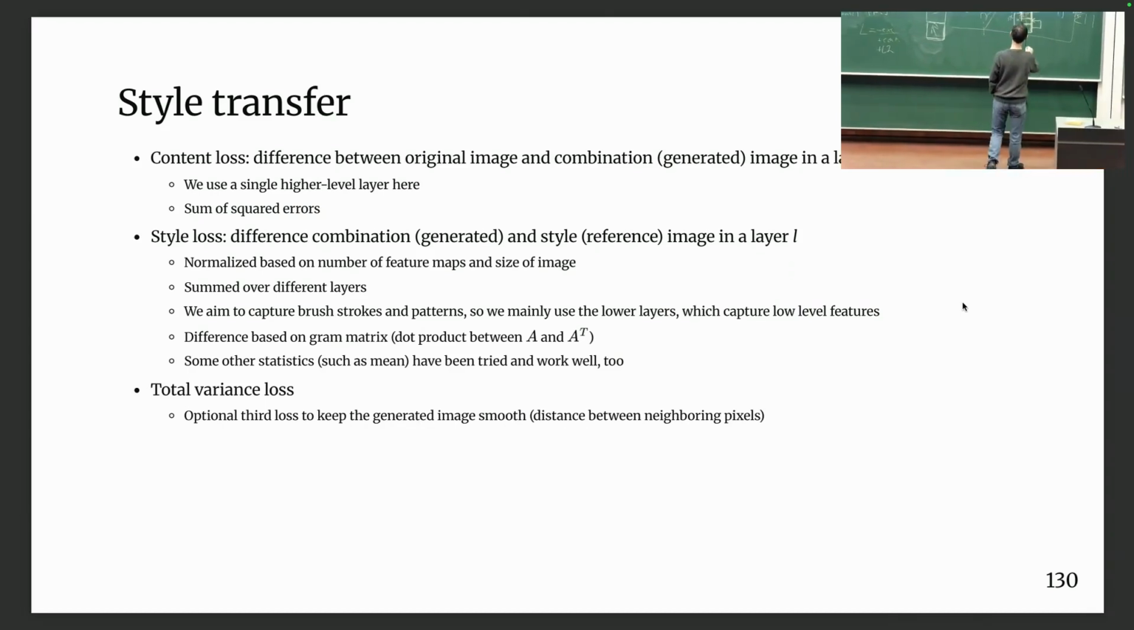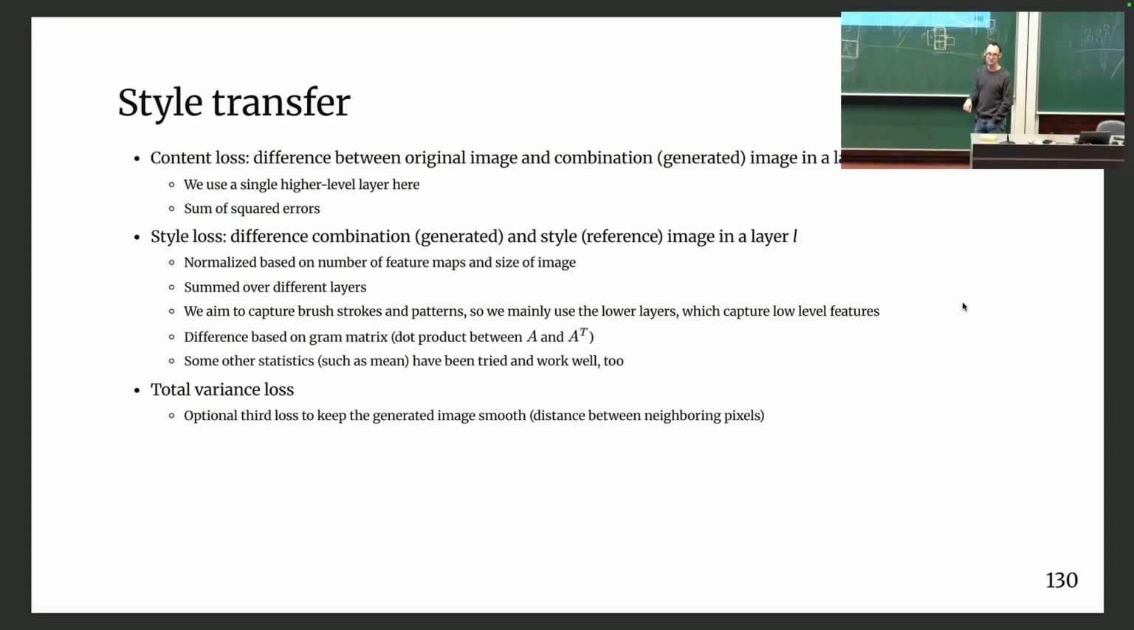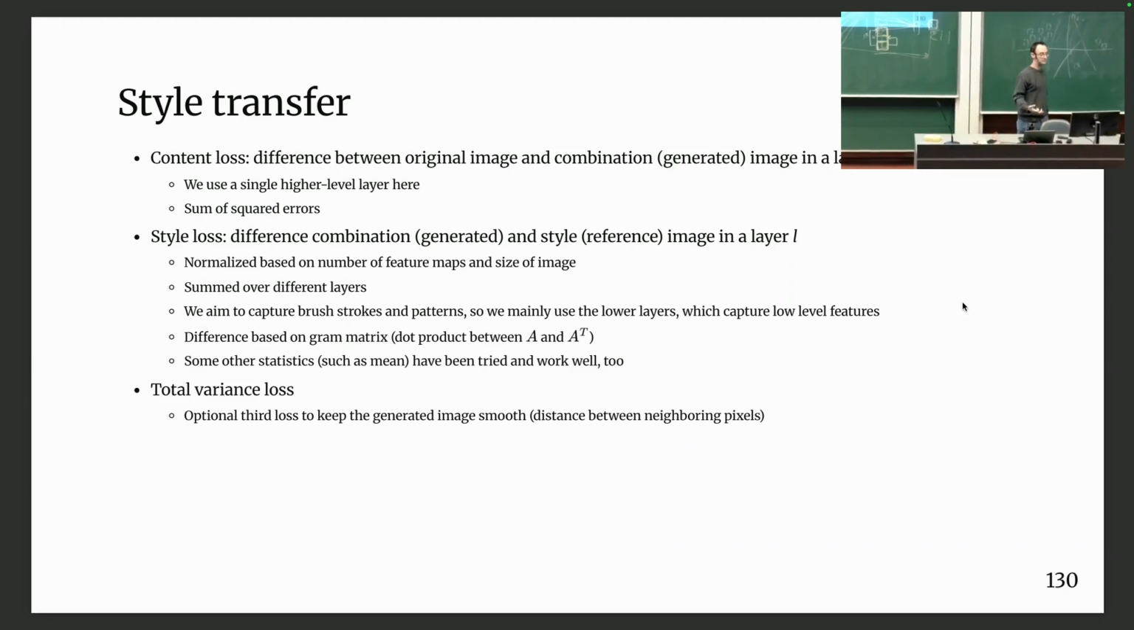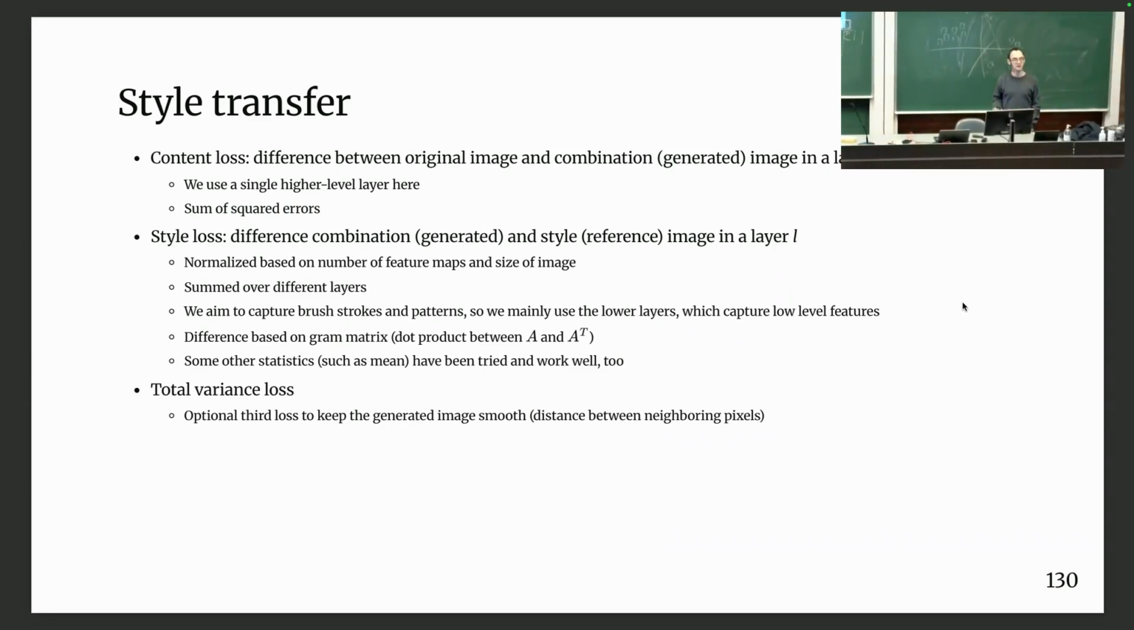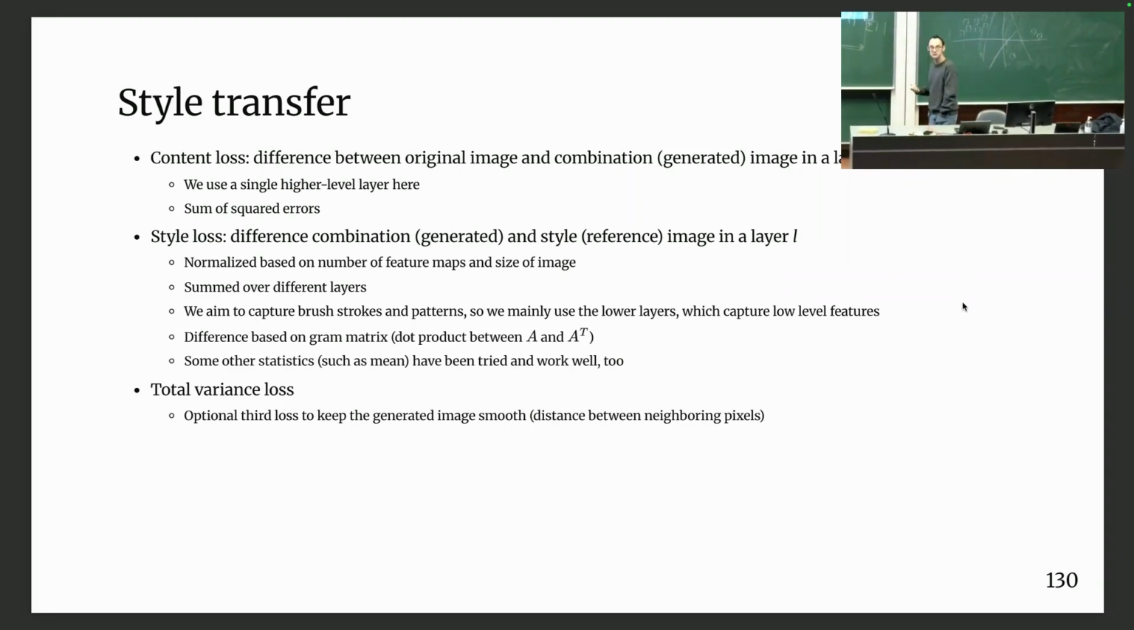Typically, you use a layer a bit later in the network, a higher level layer, because for content, we're looking at content. We are probably not so interested in basic shape and texture and edges. We are already interested in more global structure and objects that need to match.